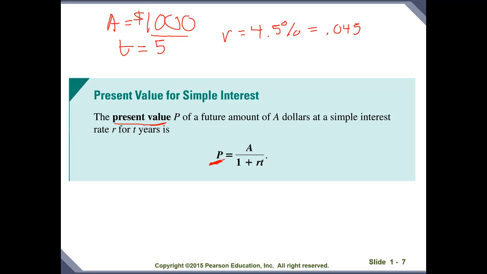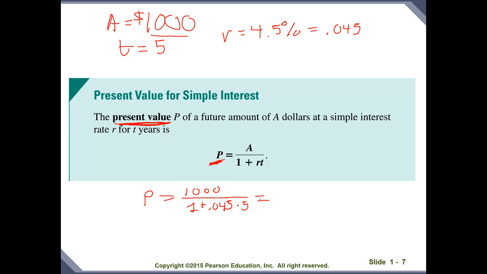This is the formula for the present value, P, of some future amount. In other words, what is the principal I have to deposit today to have money in the future? So when we plug this in, we get that P equals $1,000, because that's how much I want in 5 years' time, over 1 plus 0.045, that's the interest rate we're getting in this bank, times 5 for 5 years' time.